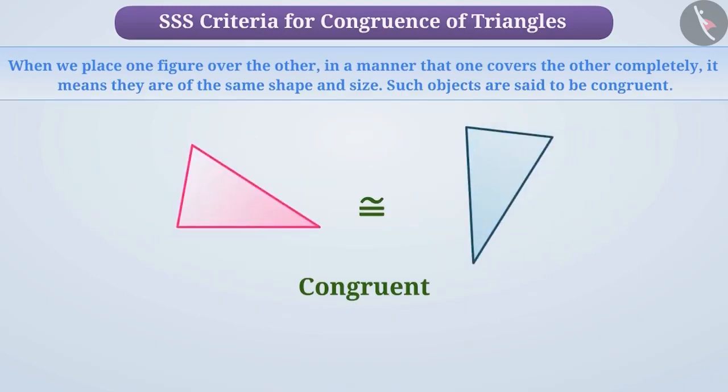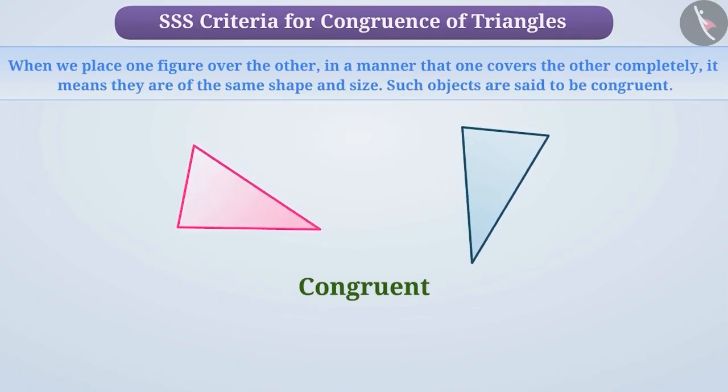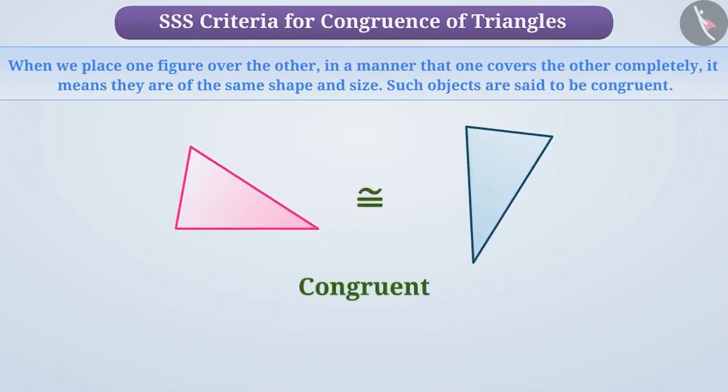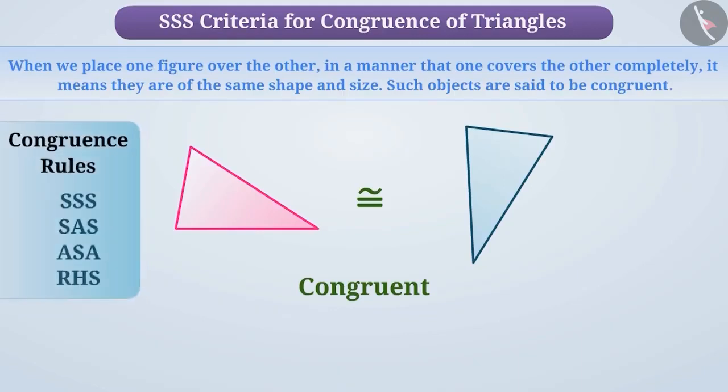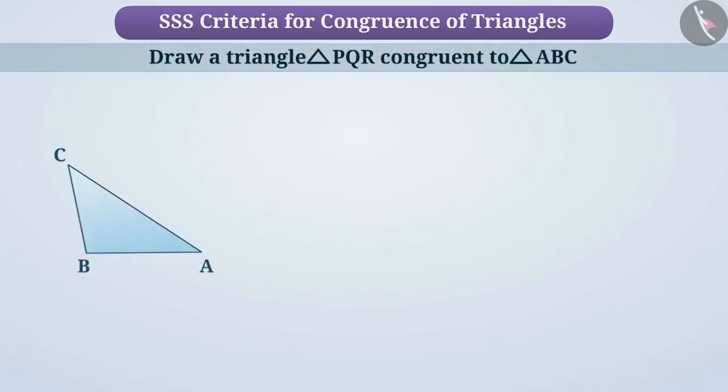Look at the two triangles here. When we place one over the other, we observe that they cover each other completely. So both the triangles are congruent. In geometry, certain criteria are used to determine the congruency of two triangles. Today, we will discuss the SSS criterion. Let's understand this in an interesting way.